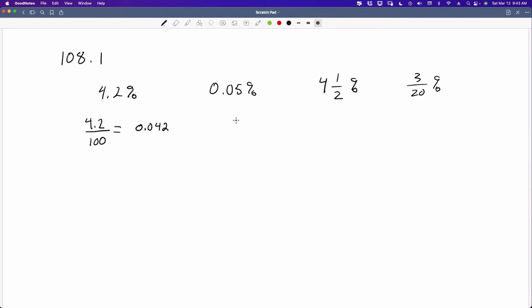Same thing for this one. This would be 0.05 out of 100, which is the same thing as saying 0.005. Is that right? 1, 2. Okay, 0.0005. So the decimal place was here, and we moved it 2 places.